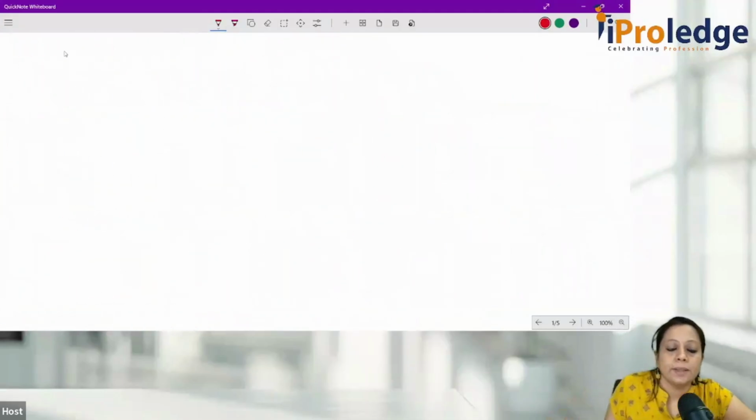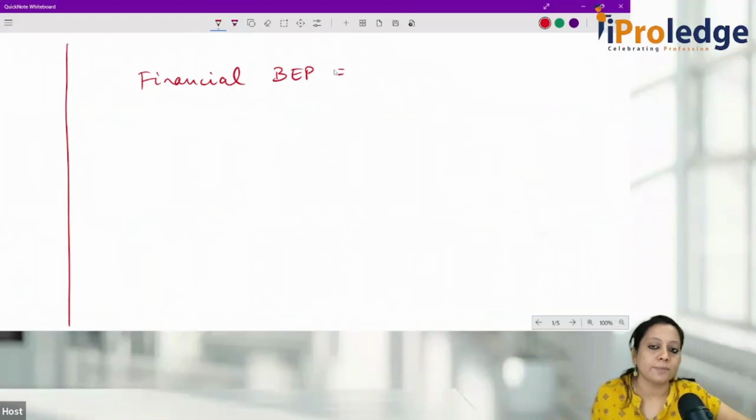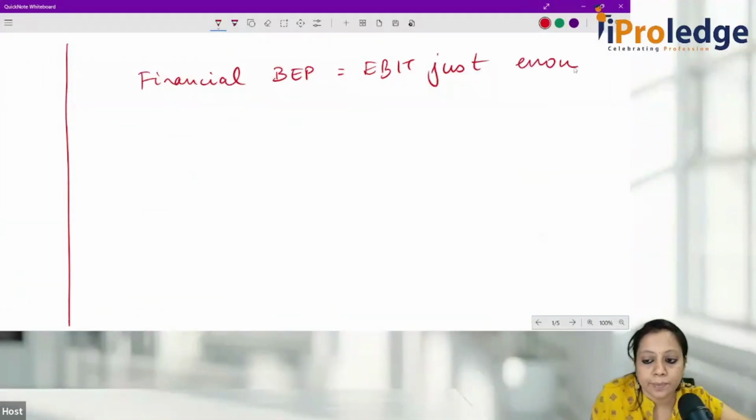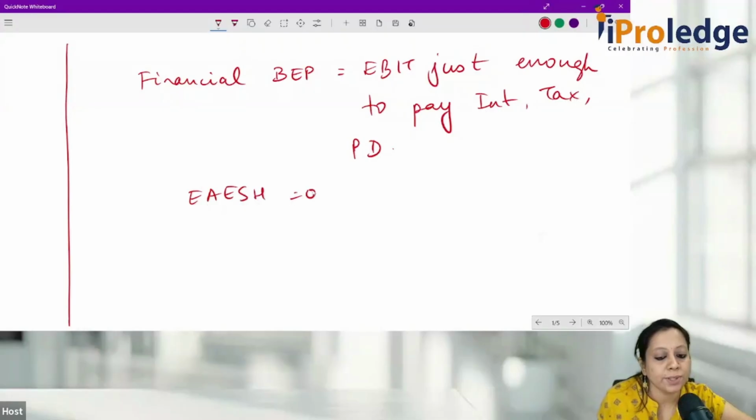So now the next is going to be financial break even. Financial break even point. Some people are missing to read this because there's only one mention of it in the ICSI textbook, but it could be asked. So what is a financial break even? It is the EBIT just enough to pay interest, tax, and preference dividend. That means earnings available to equity shareholders is equal to zero.